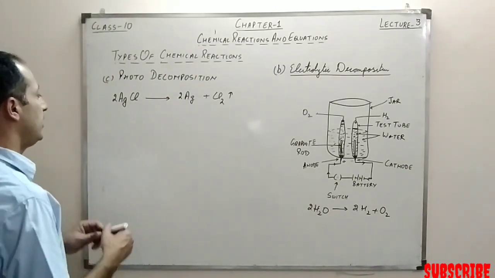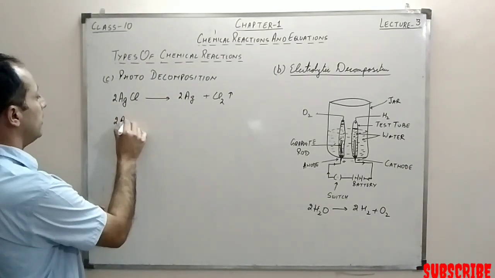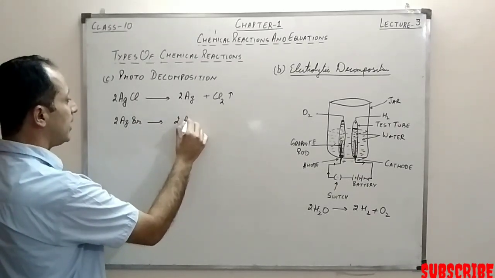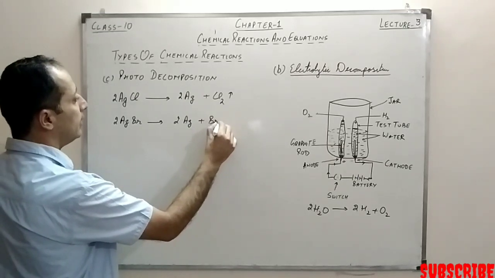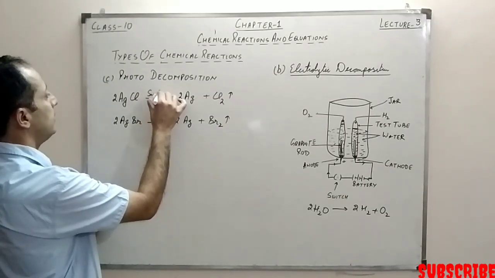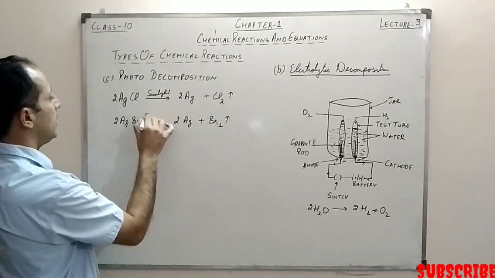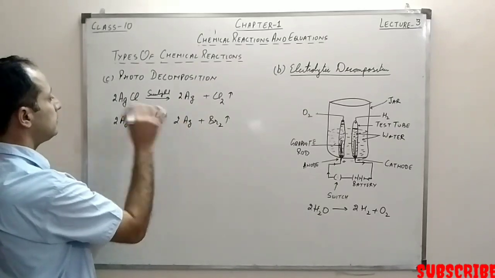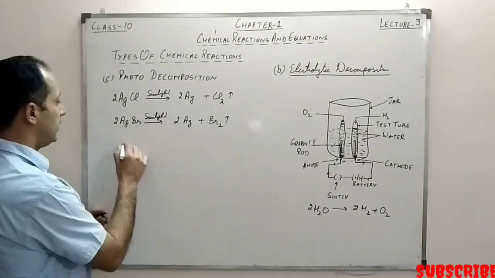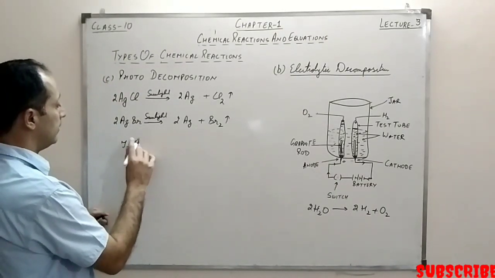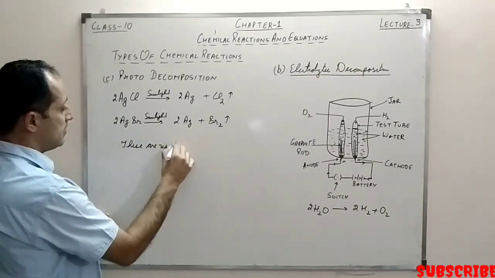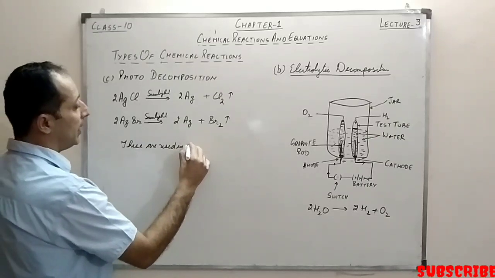Further, we can have one more reaction, that is the reaction of silver bromide. The same thing happens. If it is kept in light, it breaks down into silver and bromine. I'm writing sunlight here because in the presence of sunlight the reaction is very fast, right? And these two reactions are basically used in black and white photography.